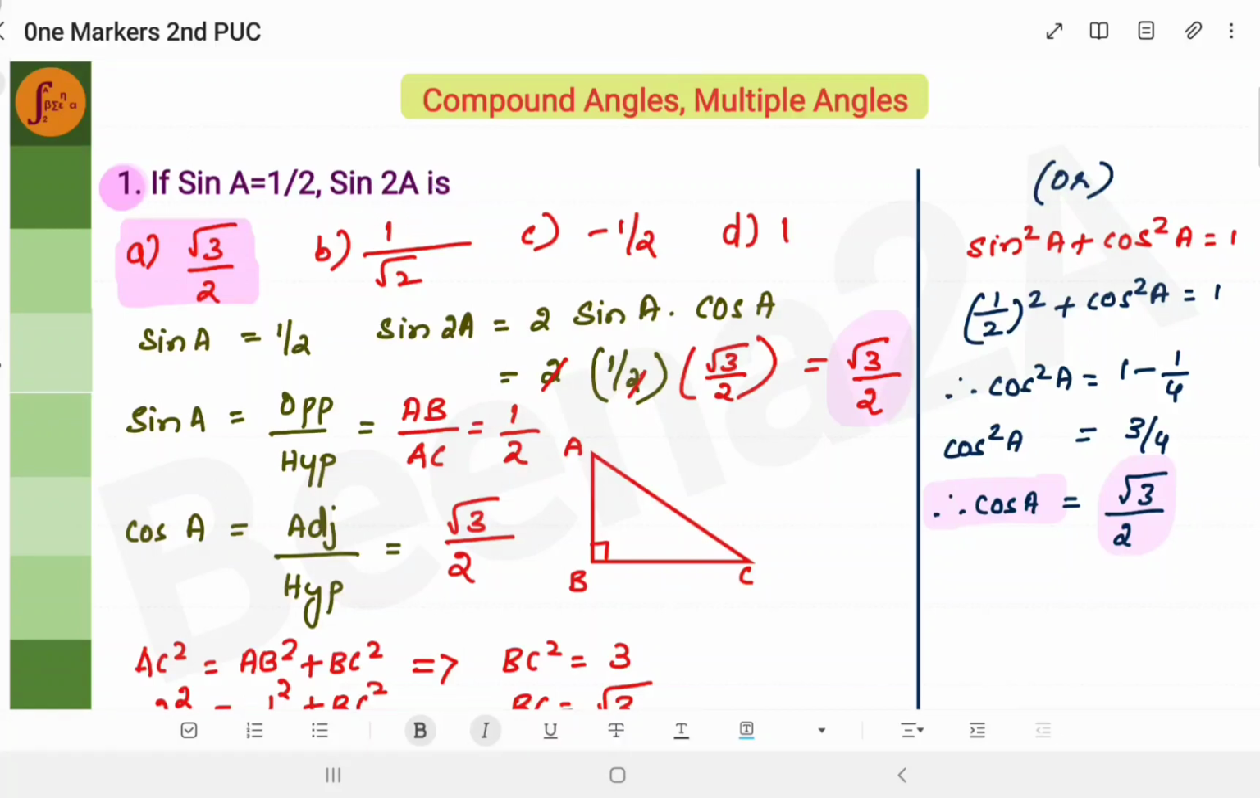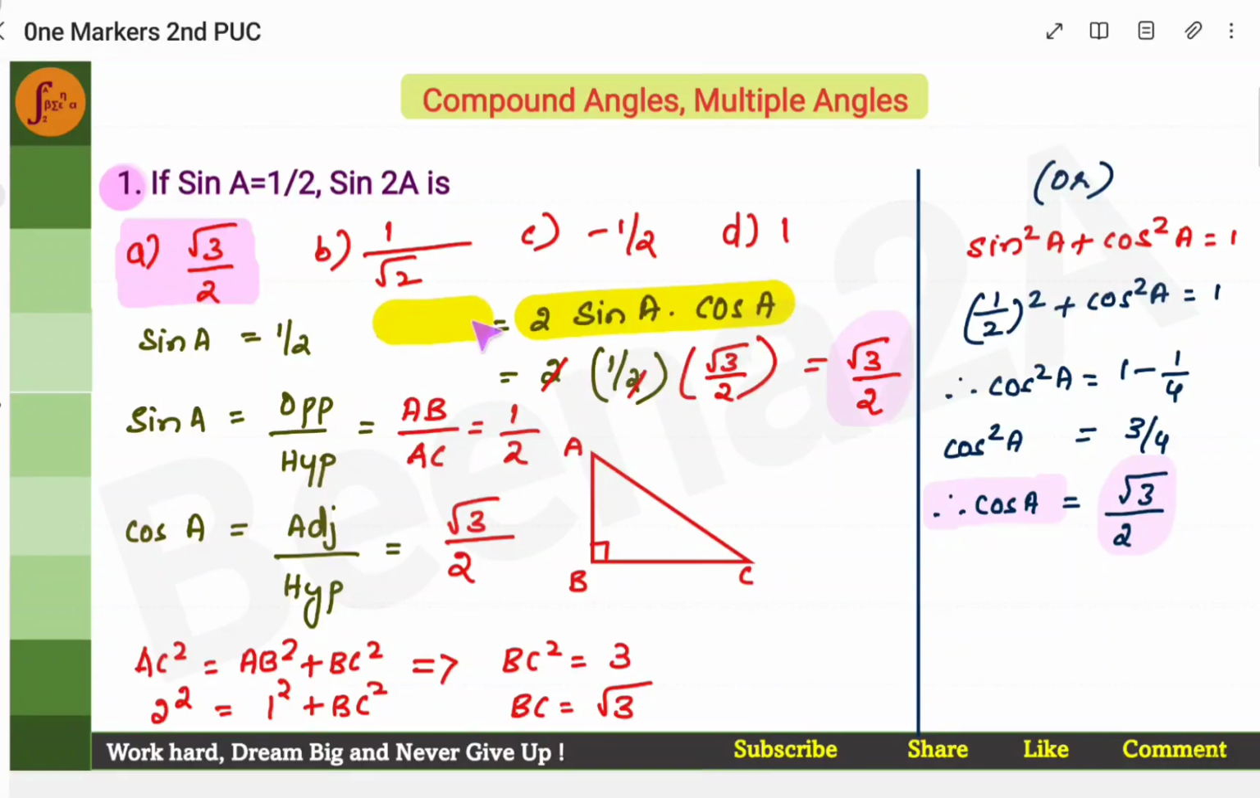What is the sin 2A formula? It is 2 sin A into cos A. Right? Now we know sin A here, half. We don't know what is cos A. So you'll have to remember this very important formula, right?